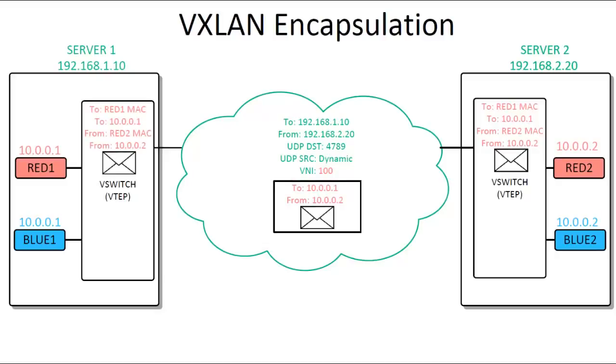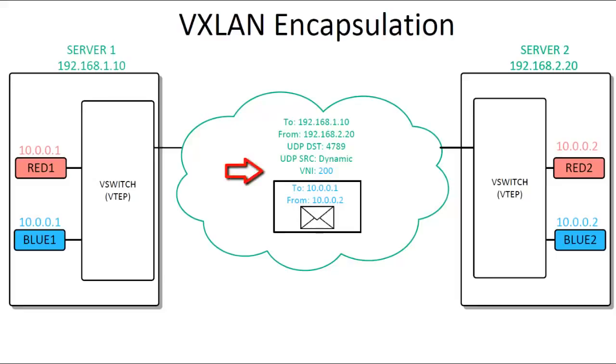There the outer headers are stripped, and the original packet from Red 2 is forwarded on to Red 1, again with the VMs having no knowledge of the encapsulation process required. For the blue tenant, things will look almost exactly the same since the blue tenant is using the same IP addressing as the red tenant. The critical difference, however, is the blue tenant is assigned a different VNI, in this example VNI 200. Through VNIs, traffic is logically separated.